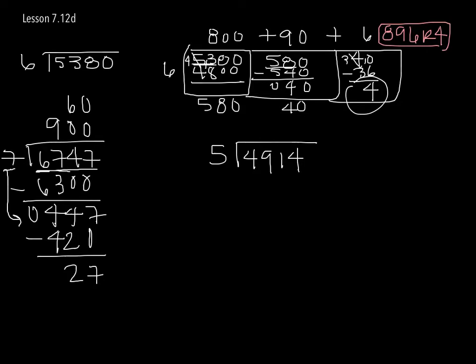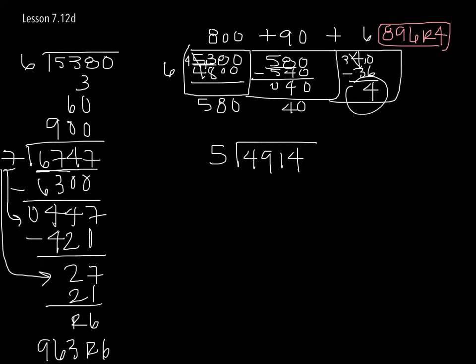Okay, and then now 7 into 27, hopefully you know that that is 3. Multiply that out, and you're going to get 21. So we're going to get a remainder of 6. Now we're going to add those together, so the answer is going to be 963 remainder 6.